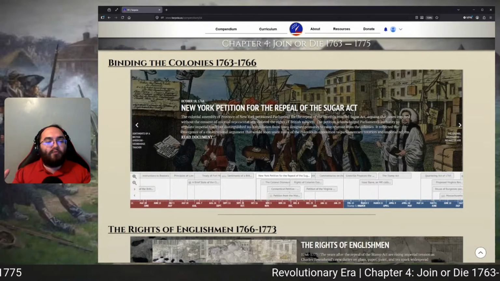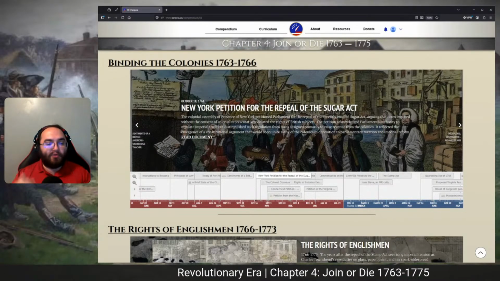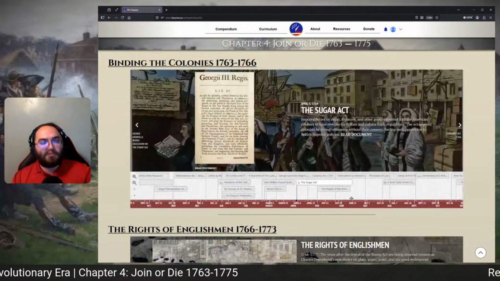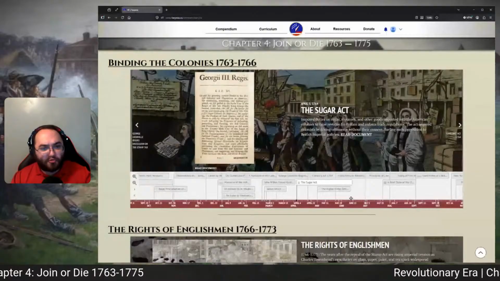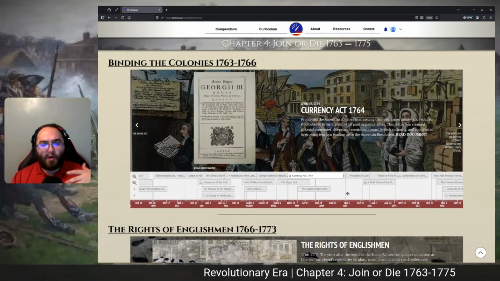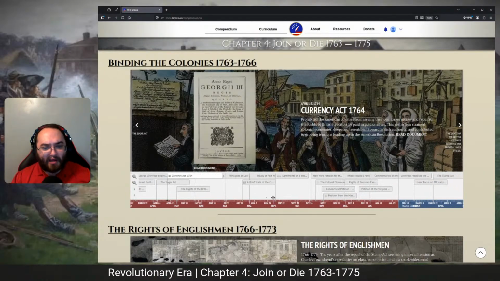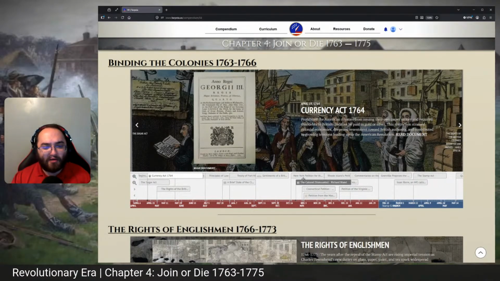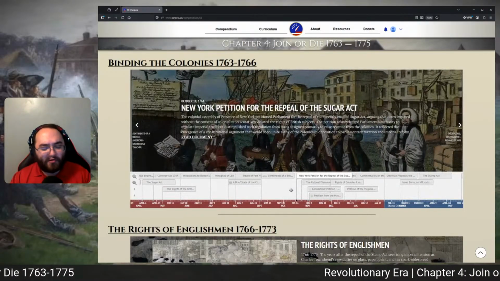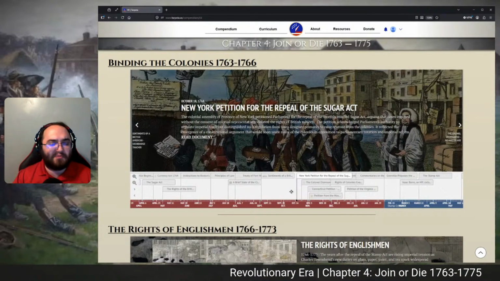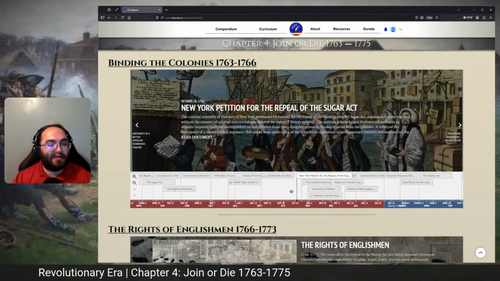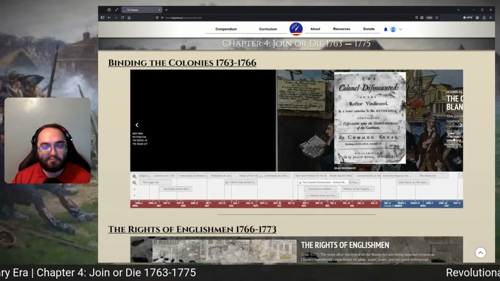What's good for the colony? Is it really good for the colony to, in two acts, restrict production and restrict trade, and then in the next act, the Currency Act, to abolish the colonial currencies and cause a financial crisis? Are these really good policies? Even if the colonies had representatives in Parliament, they would still be against these policies. And New York argues that in this petition.